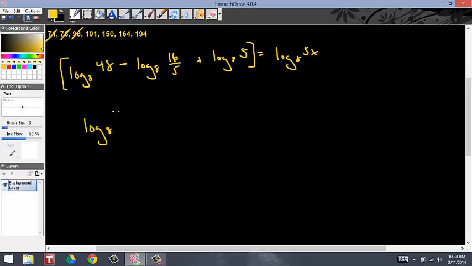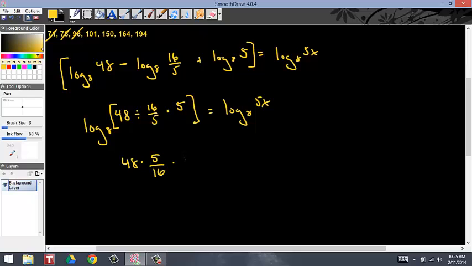Does it make sense that I really have 48 divided by 16 over 5 times 5? Does that make sense? Since order of operations moves from left to right, and let's not forget all that equals log base 8 of 5x, order of operations moves left to right in division and multiplication. So I'm going to flip this division sign, so it's going to be 48 times 5 over 16 times 5, and that's log base 8 of that, equal to log base 8 of 5x.